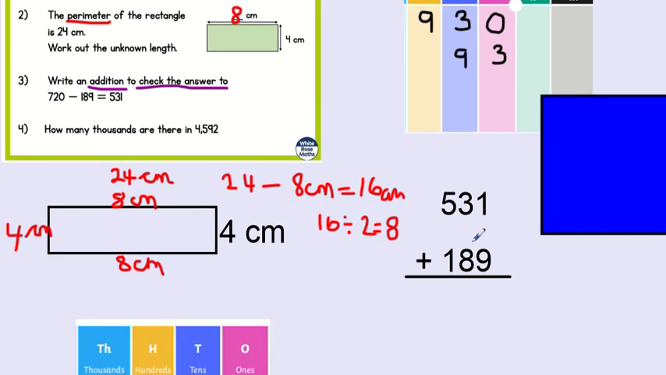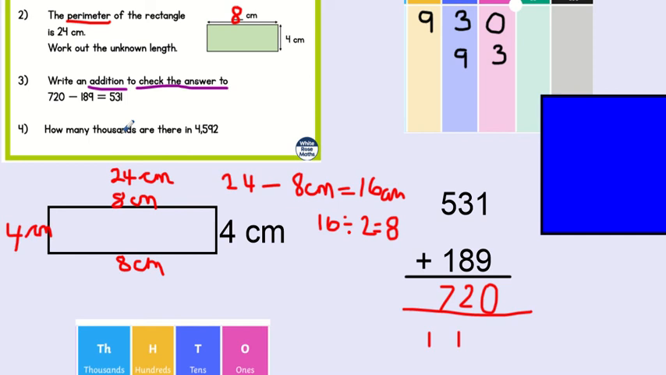Let's do a double check. 1 add 9 is 10. 3 add 8 is 11, add 1 is 12. 5 add 1 is 6. Add 1 is 7. 720. Okay, so we know that we've got our addition right there, don't we? We've written addition, we know that that is correct.